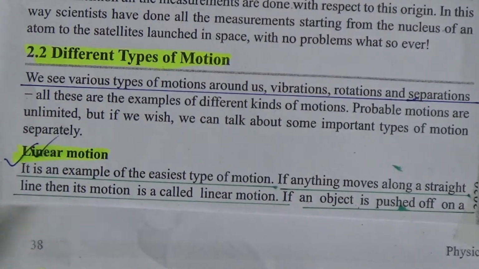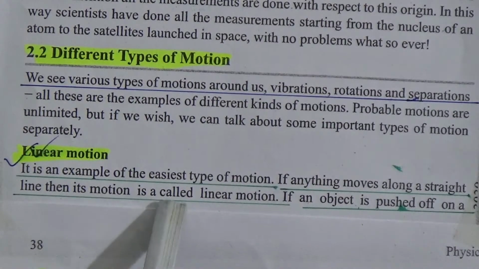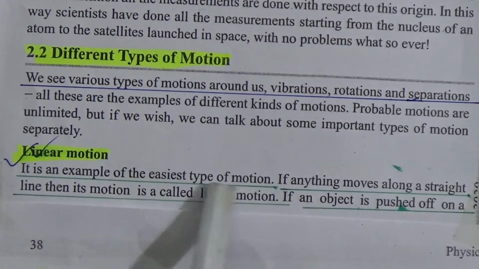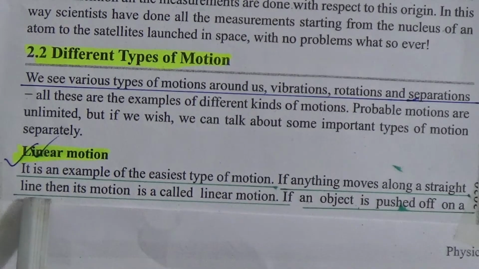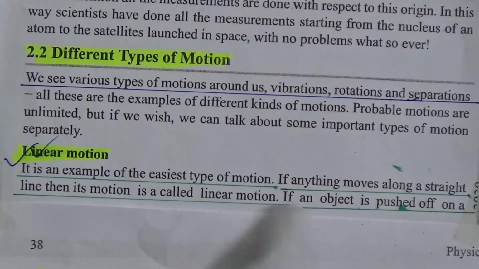Now our number point 1, linear motion. It is an example of the easiest type of motion. If anything moves along a straight line, then its motion is called linear motion.